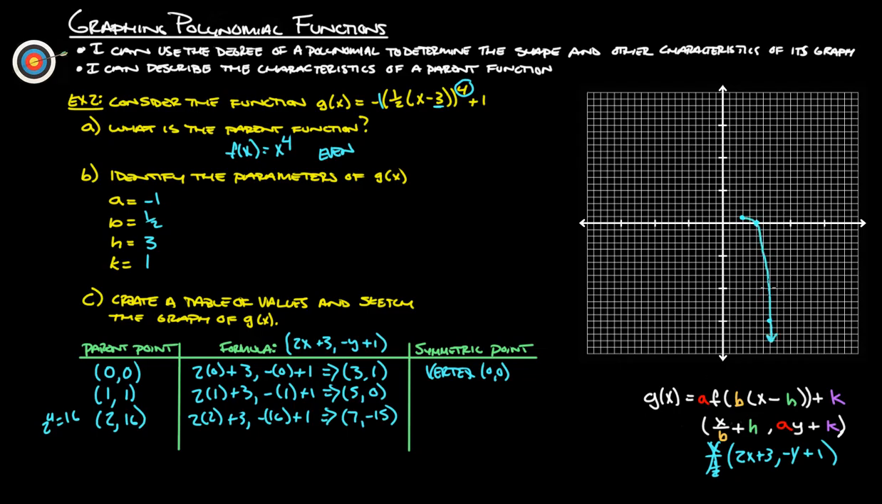Sorry. So now our symmetric point on the regular original graph is 0, 0, but not on this graph because our vertex is going to be this point right here, right? Which is at 3, 1. So that means that this is not going to reflect because it's already at the vertex point here. So then what we'll want to have is a little axis of symmetry, just so you get a better idea, right?